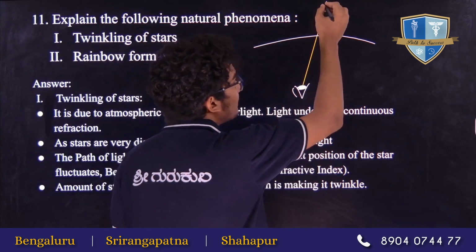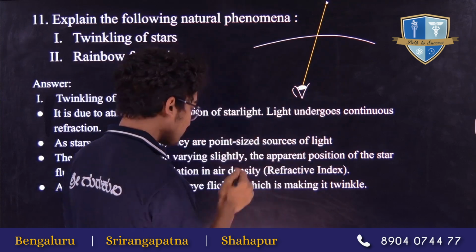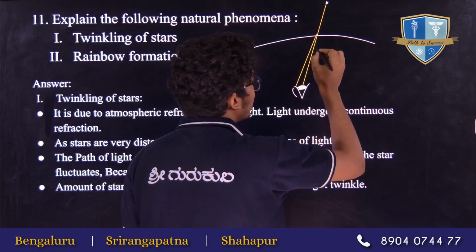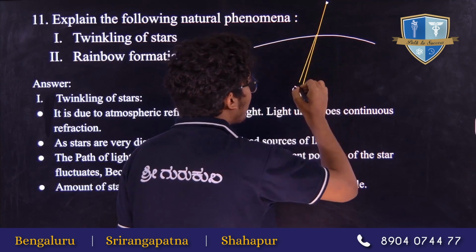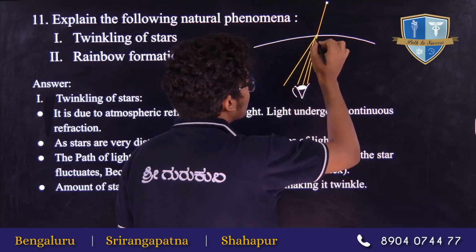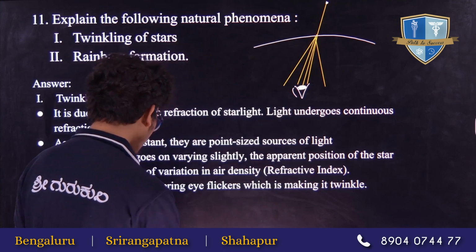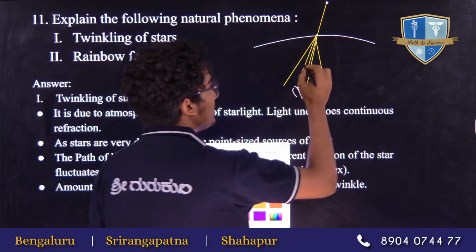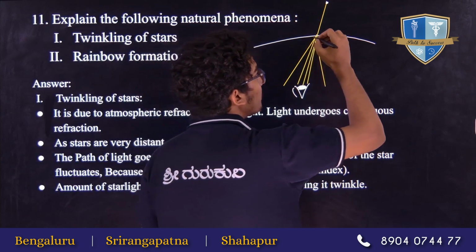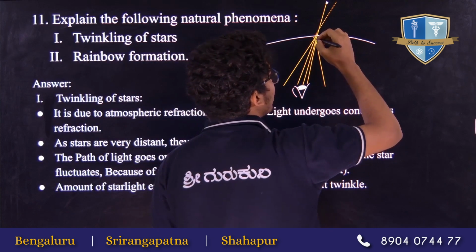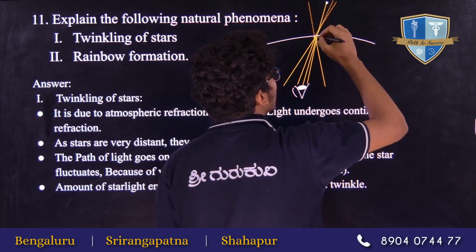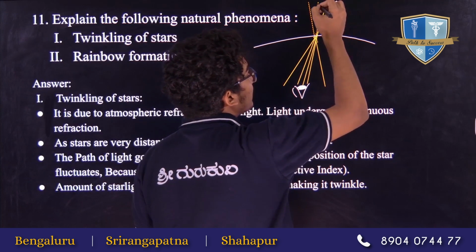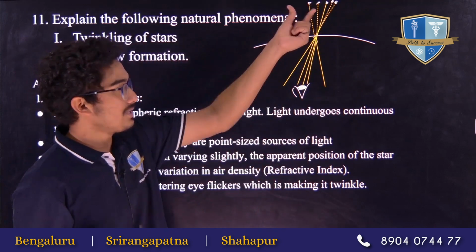Sometimes the light will directly go without any refraction. Sometimes the light will come like this and refract like this. Sometimes it is refracting at a small angle here, small angle here, small angle here, and small angle here. So what will happen? The apparent position of the star will change. If the refracted ray is this, then the apparent position of the star will be somewhere here, here, or here. So the apparent position of the star is changing. This is a relatively very small distance. They are almost at the same place.